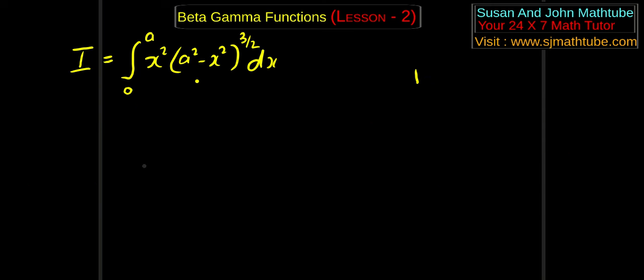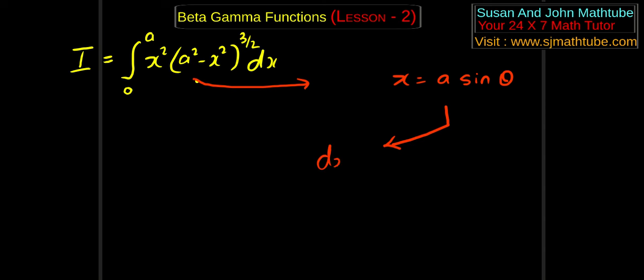Anyway, it is time to start with our question. So what I'm planning to do is, exactly, I'm going to put x is equal to a sine theta. Now the golden rule, whenever you make a substitution in a definite integral, you have to do two things. Point number one, you find the differential. That will be a cos theta d theta.